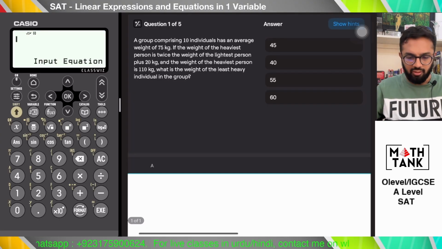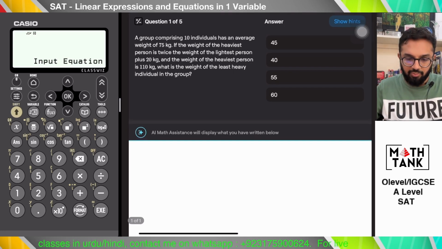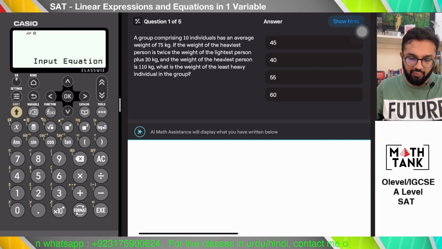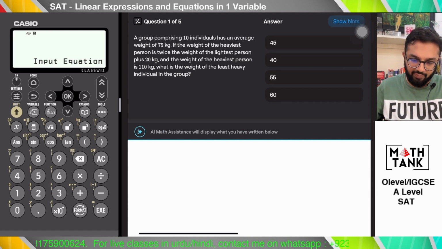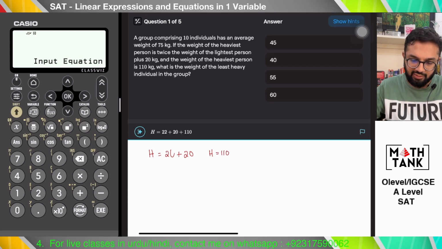Okay, welcome to the last set of questions for linear equations in one variable. It says a group consisting of 10 individuals has an average weight of 75 kgs. If the weight of the heaviest person is twice the weight of the lightest person plus 20 kgs, and the weight of the heaviest person is 110, what is the weight of the least heavy individual?